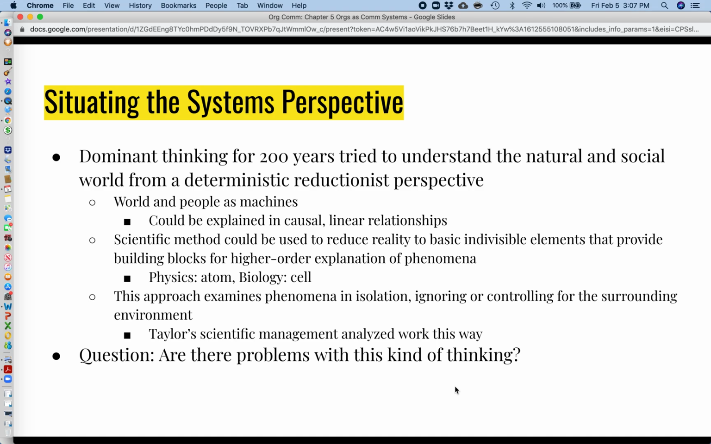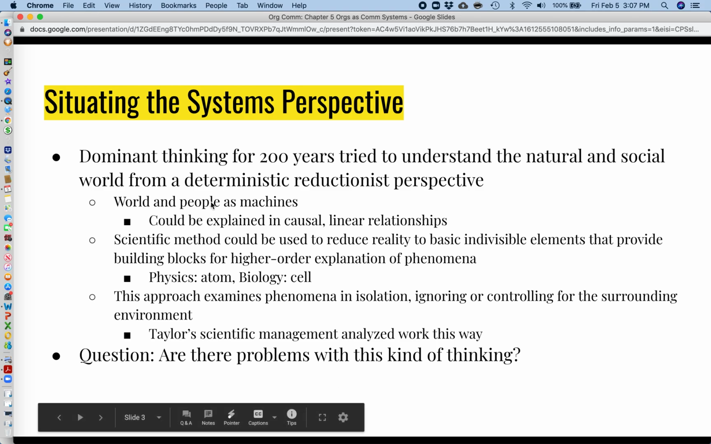So this is obviously fancy academic language, but the idea is that we're trying to reduce both the natural and the social world to its kind of essential components, right? We're taking a scientific, very rational kind of approach, like we see with scientific management, right? That would be a good example of how people tried to take a deterministic and reductionist perspective to social organizations.